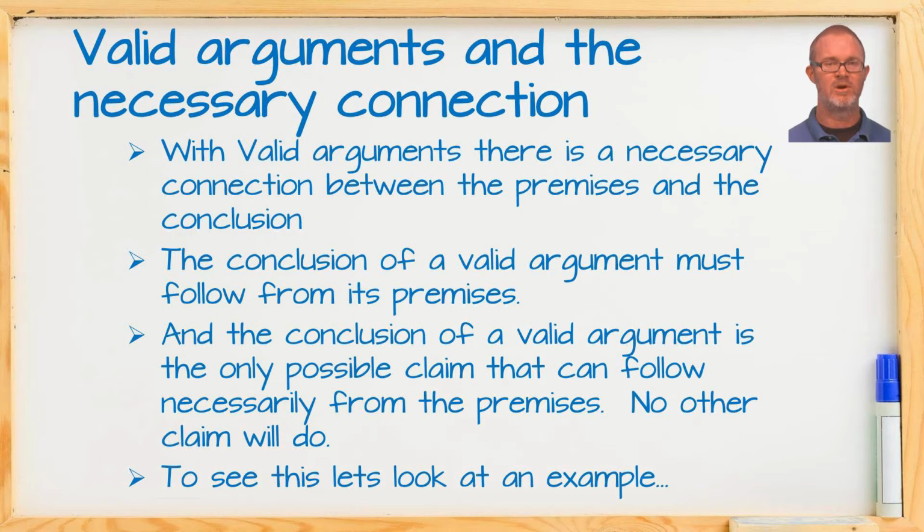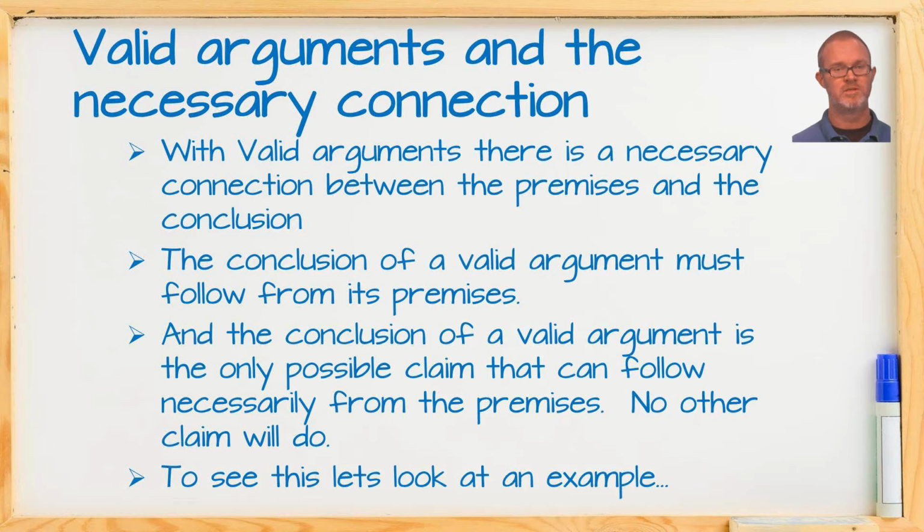The basic concept behind validity in valid arguments is the idea of the necessary connection. What we say is that with valid arguments, there is a necessary connection between the premises of the argument and its conclusion. What this means is that the conclusion of a valid argument has to follow from its premises, but not only that, it's the only possible conclusion that could follow from the premises of the argument. Okay?